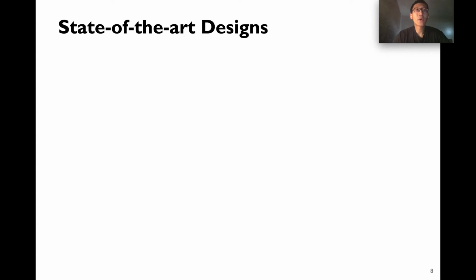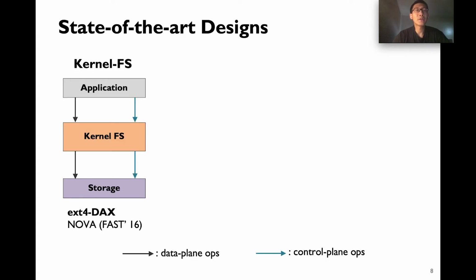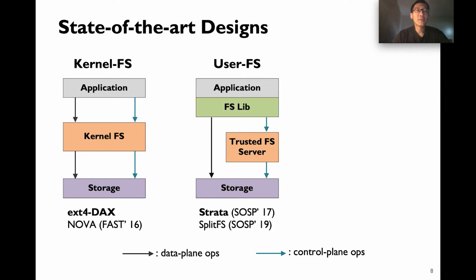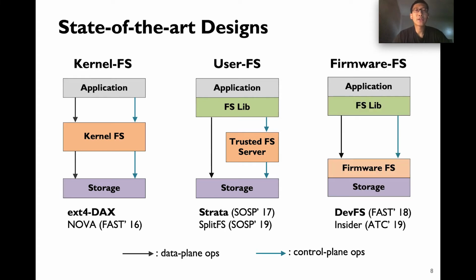There are roughly three categories of file system design. KernelFS is a traditional file system design that puts every file system component in the OS kernel, which manages both data and metadata. UserFS disaggregates data plane and control plane operations, where data plane operations bypass the OS kernel, but control plane operations need an OS trap or IPC between the application and a trusted FS server. FirmwareFS takes a radical approach of offloading the entire file system to storage firmware to provide direct access for both control and data plane operations.